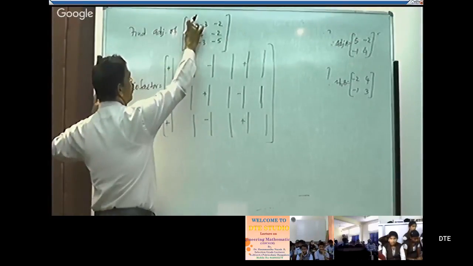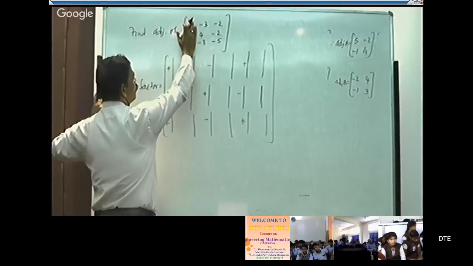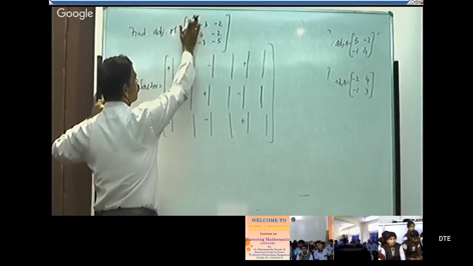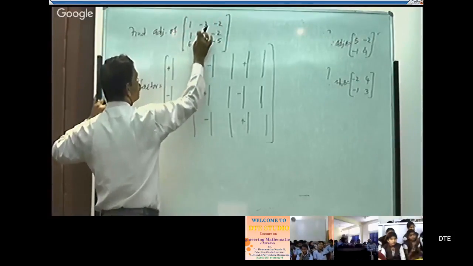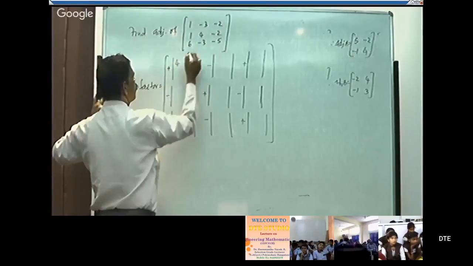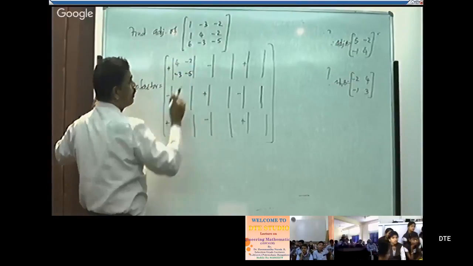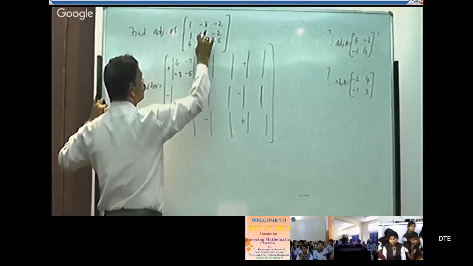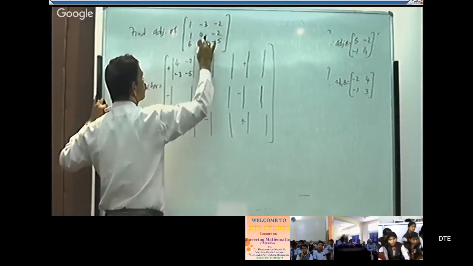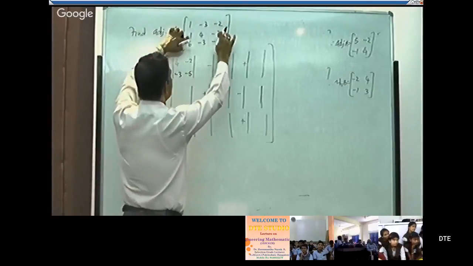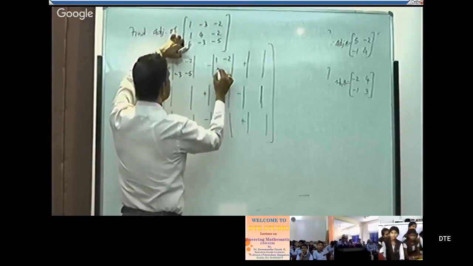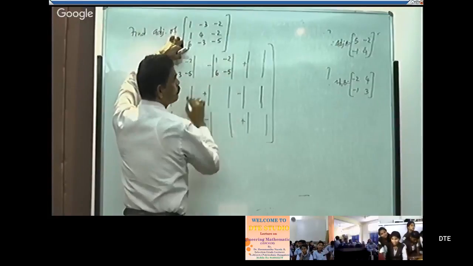For 1, write the minor. What is the minor of that element? Leave the corresponding column and corresponding row. Remaining elements are 4, minus 2, minus 3, minus 5. For minus 3, leave this column and row. 1, 1, minus 2, 6, minus 5.